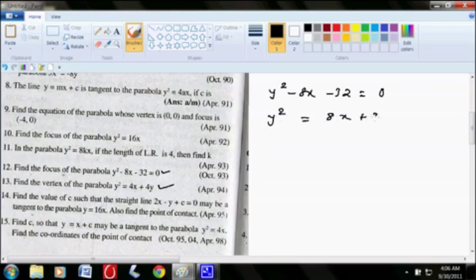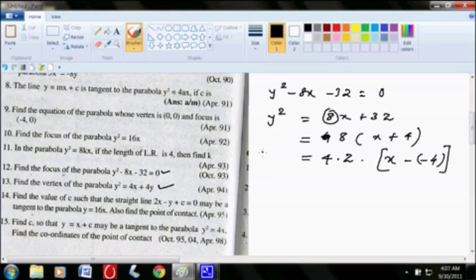So this is 8x plus 32. Now take a common of 4. So y square is 8x plus 32, and whatever is the coefficient of x, you take common. So this is 4 into 2, and this is x minus of minus 4, and this is y squared, this is y minus 0 whole squared.